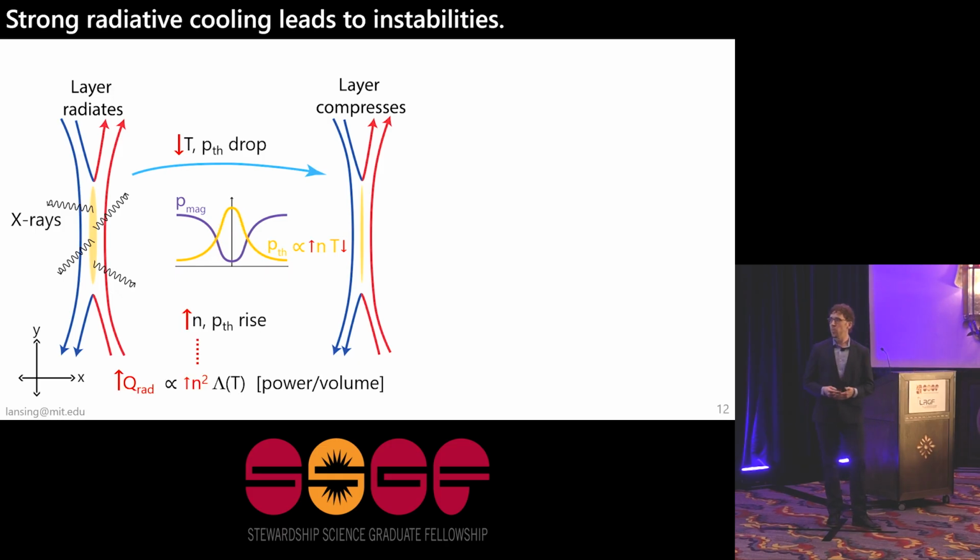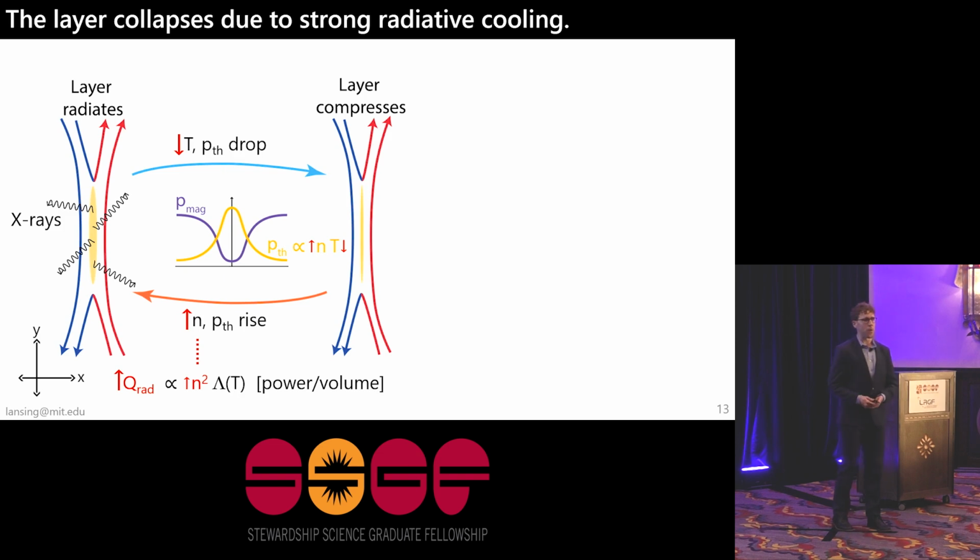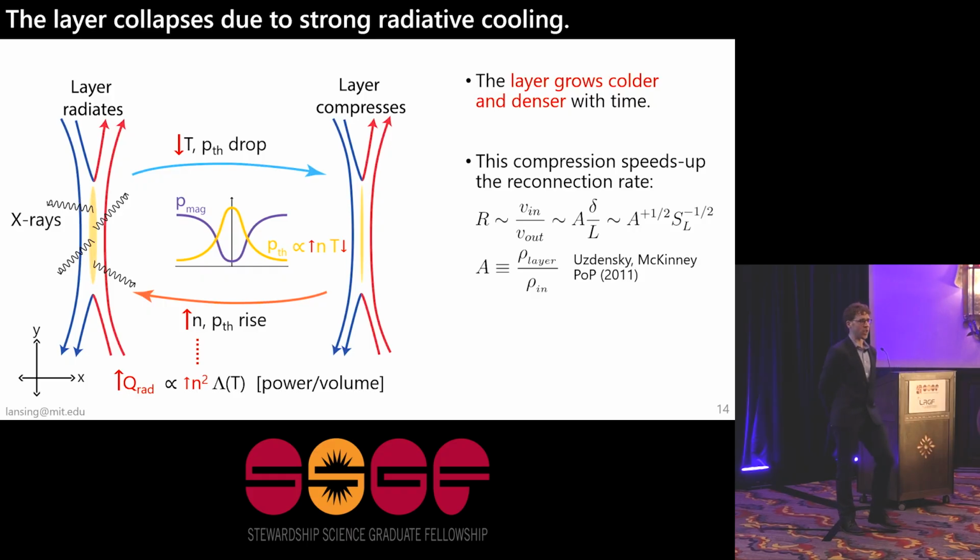This compression very rapidly responds and restores that pressure balance by increasing the density in that region. But the last little tidbit of this little loop is that most radiative cooling mechanisms, such as Bremsstrahlung emission, scale with the density squared. And so in the end, we have a positive feedback loop. We have only increased the original rate of radiative emission, and the layer itself collapses due to strong radiative cooling. This just means that the layer is getting colder and denser as time passes.